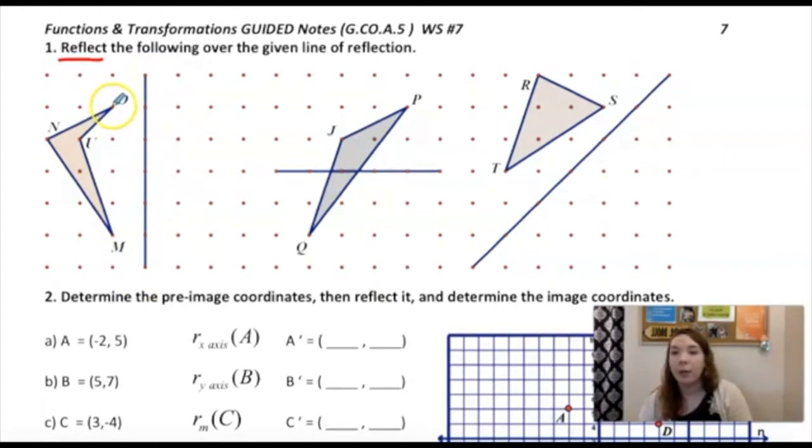Here, O is 1 away from our line, so 1 away on the other side is going to be O prime. N is 3 away, so on the other side, I'm going to put N prime 3 away. U is 2 away, so on the other side, U prime is 2 away, and M is 1 away, so 1 away on the other side is M prime. Then I just have to reconnect this.